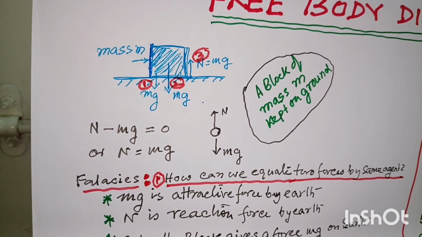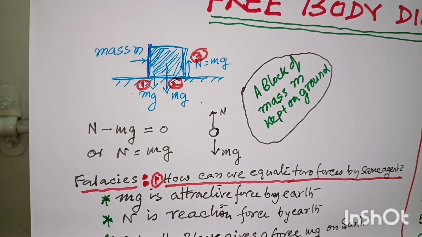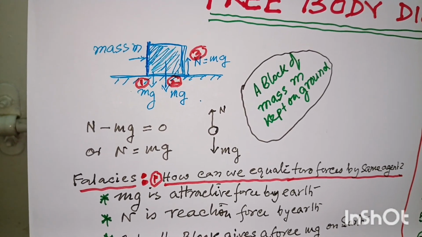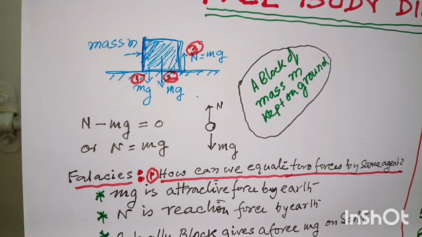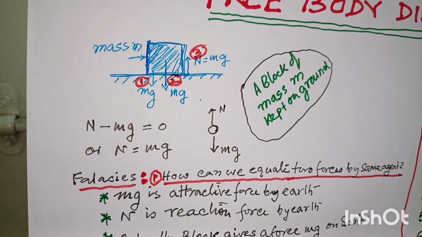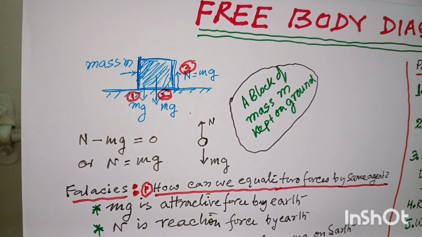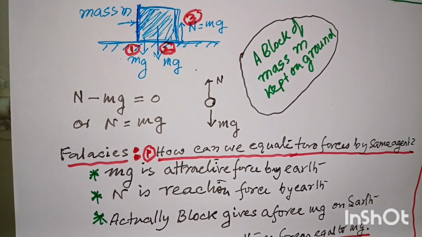We know by third Newton's law that action and reaction are equal and opposite. Here also they are equal and opposite, but how is it possible that the same agent, meaning earth, will give the action and he will give the reaction also, which is N? How is it possible? It is not possible. So this is fallacy number one.